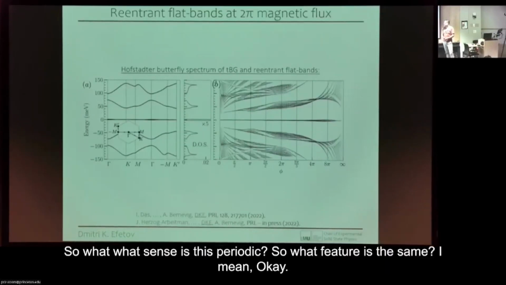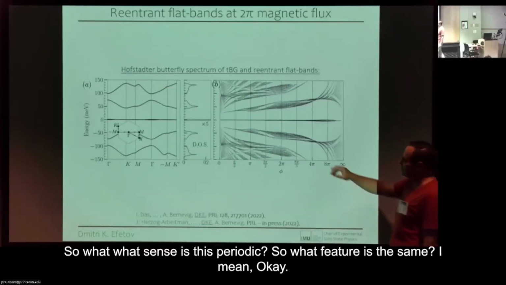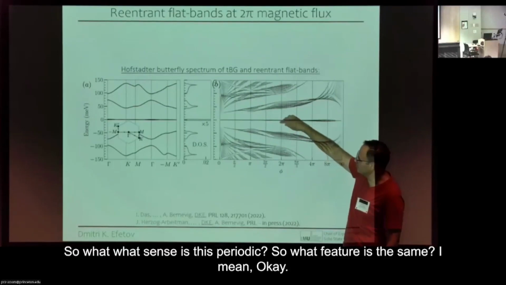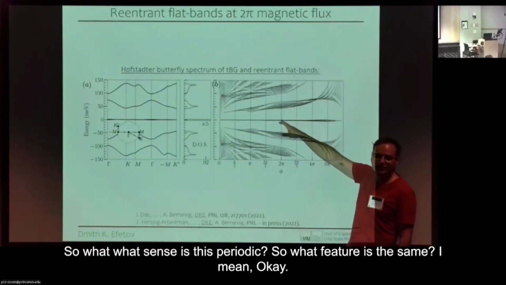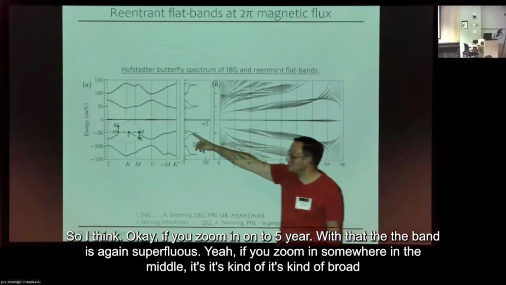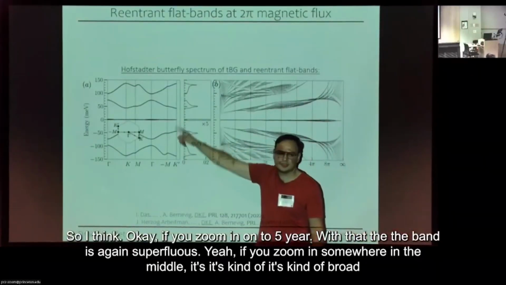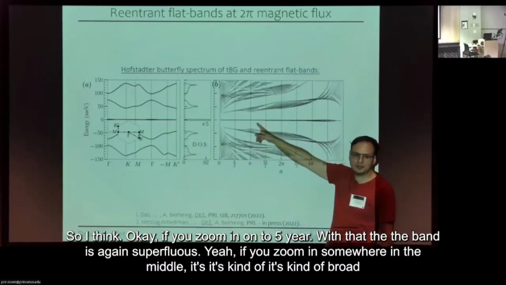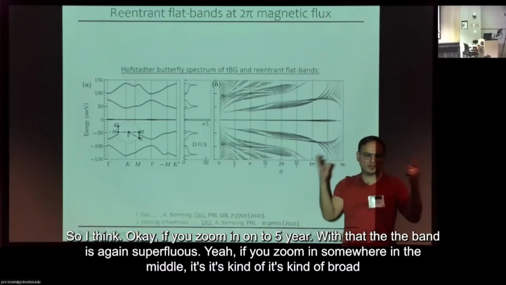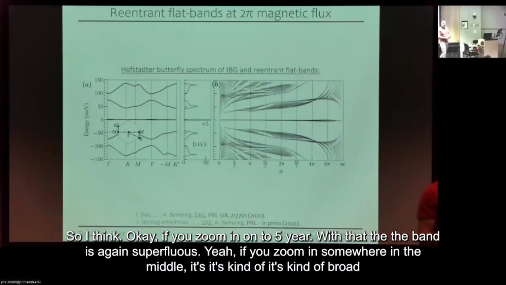So in what sense is this periodic? What feature do you see the same at 0 and 2 pi? If you zoom in on 2 pi here, the band is again super flat. Yeah, this is probably what's shown here. If you zoom in somewhere in the middle, it's kind of broadened and patched into Landau levels.